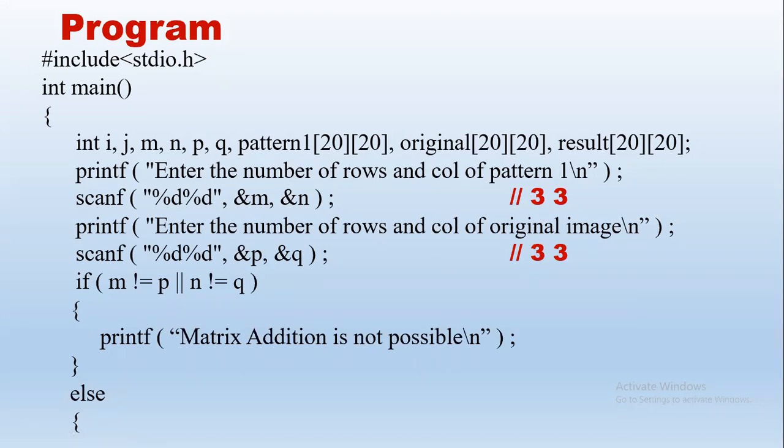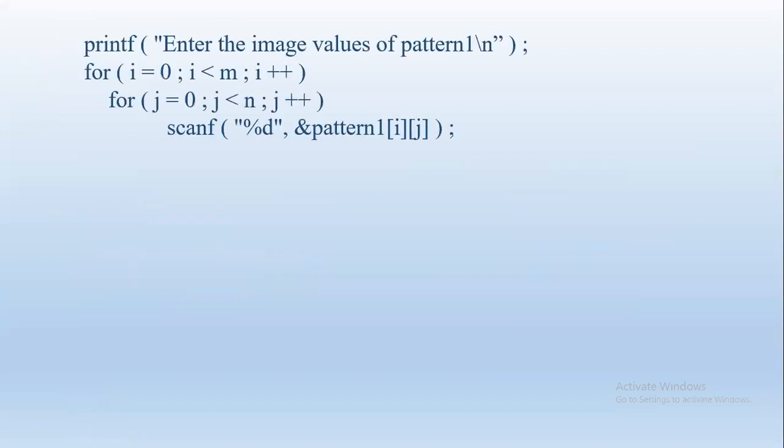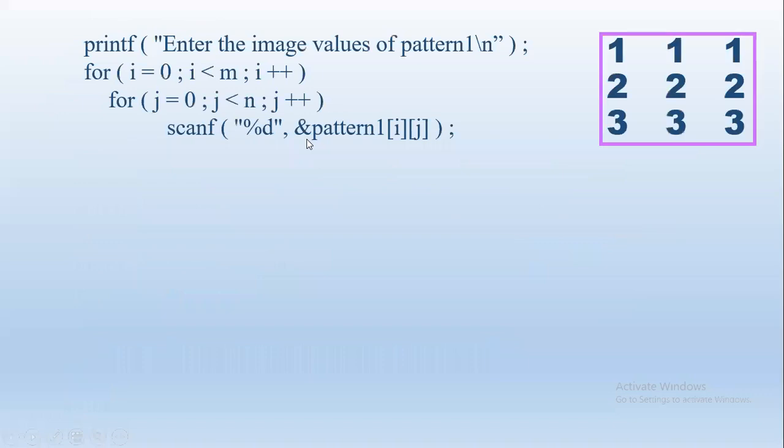Input for the matrices, ma'am. Input for the matrix, so the values of the matrix. So we are taking input like we have seen in this code, right? Here we are taking input for the pattern. Yeah. So input for pattern 1, and next we will take input for original. Yes, so here we are taking input for pattern 1 first, like we saw in the previous program.